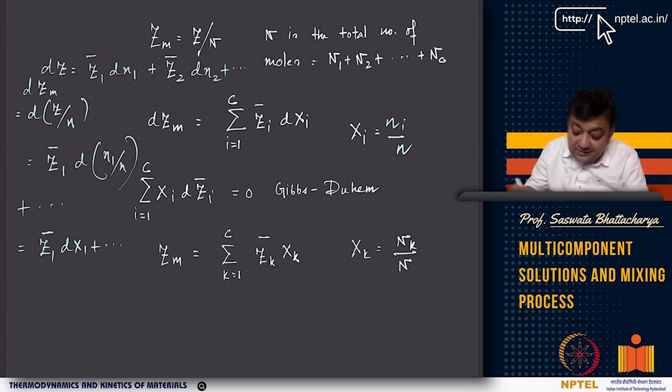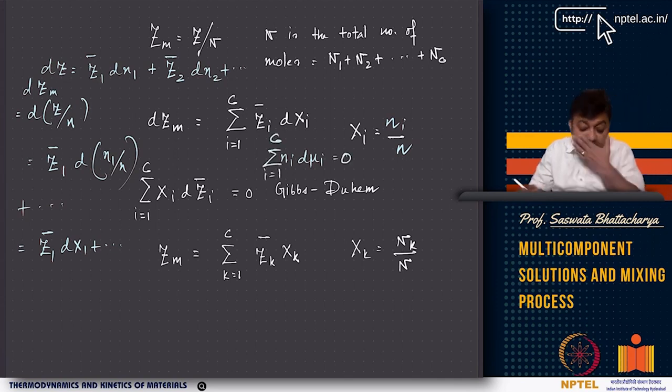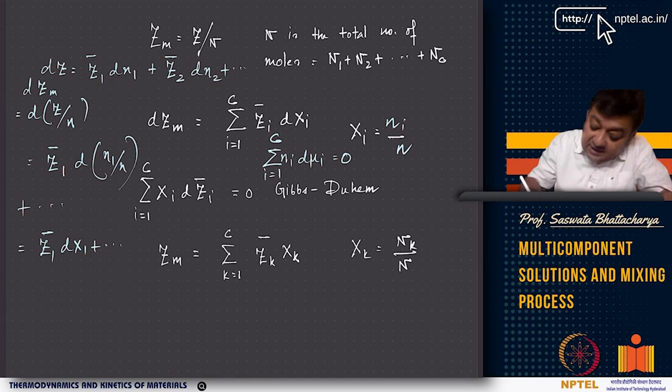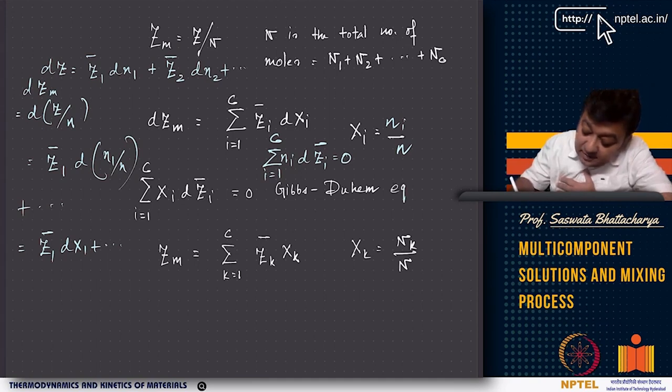And we also know Gibbs-Duhem equation was n d mu. So, ni d mu i summation over i equal to 1 to c equal to 0. Now, if I again divide by N, we will get xi d mu i equal to 0, or xi d, let me call it here, d Zi bar. So xi d Zi bar equal to 0 is the Gibbs-Duhem equation, but using mole fraction, right? So we are looking at mole fraction. This is again a Gibbs-Duhem equation, but it uses mole fraction instead of mole number.